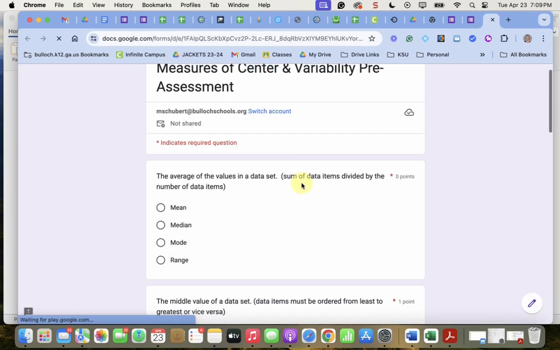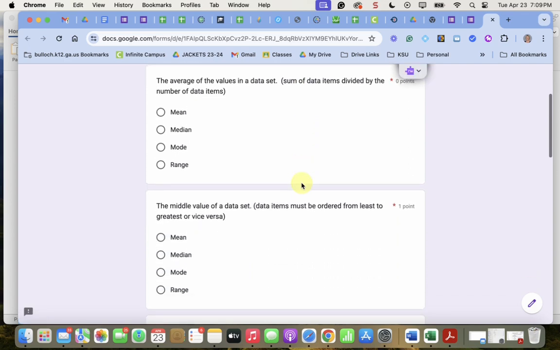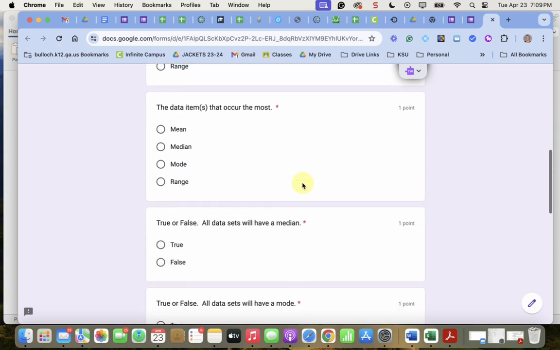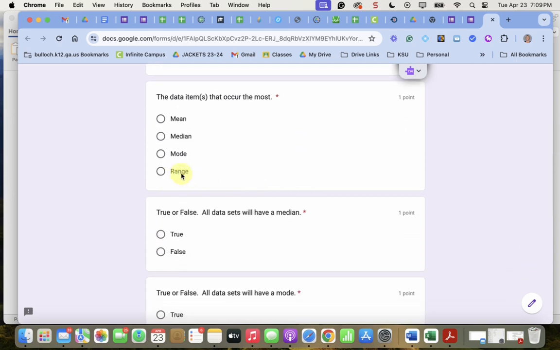And so you can see the Google Form assessment just assessed, did they remember the difference between the 3 measures of center, mean, median, mode, and the measure of variability.